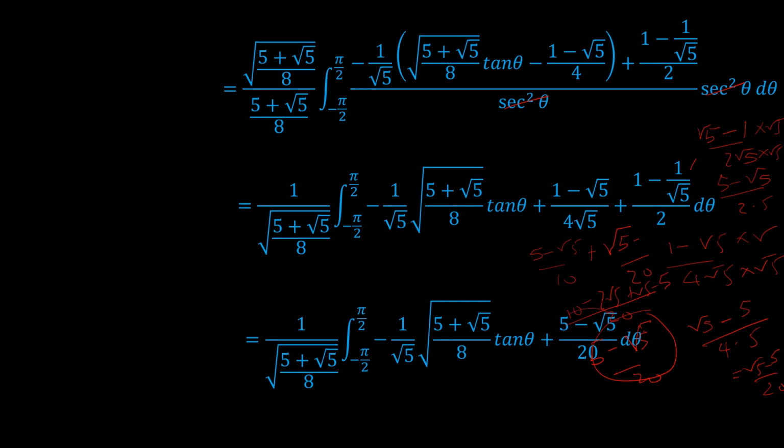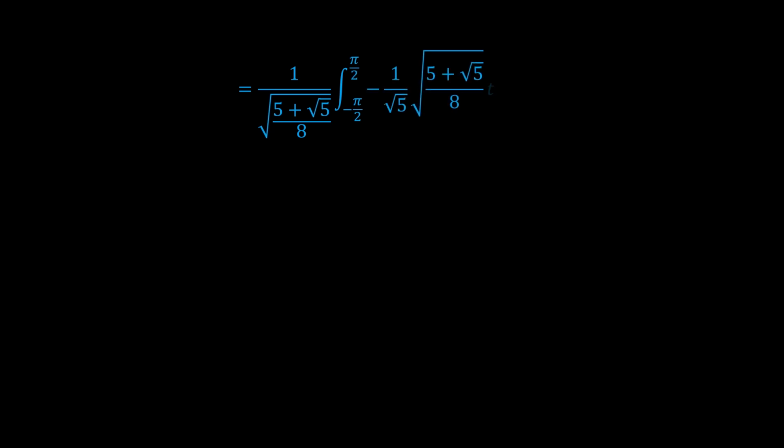Okay, we'll continue. We do have our integral. We have now 1 over square root of 5 plus root 5 over 8 times the integral from theta equals negative pi over 2 to pi over 2 positive of negative 1 over root 5 times the square root of 5 plus root 5 over 8 tangent theta plus root 5 minus root 5 over 20. So tan theta, let's just try to see.